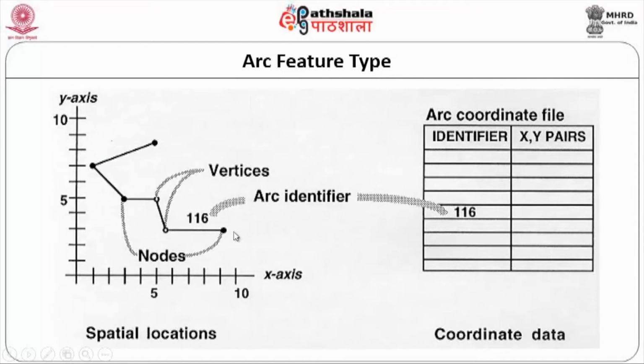Similarly, for this arc, you find various vertices between two nodes. The identifier of the arc is 116, and it consists of n number of xy pairs, starting here and ending here with two more values. If you want a curved surface, you have to have more values in between. Naturally, you will have n number of xy values present here, and retrieval happens automatically.